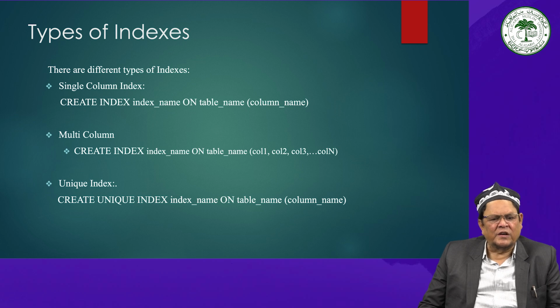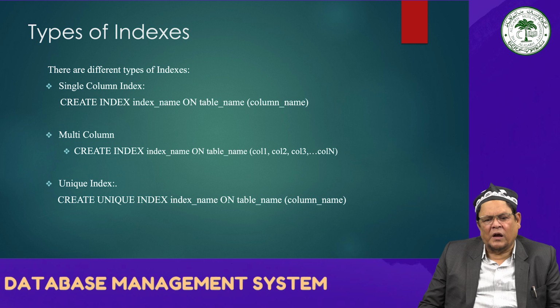The next is unique index. A unique index is employed when you want to enforce uniqueness on the values of a column or set of columns, preventing duplicate entries. The syntax is create unique index index_name on table_name, within brackets column name.